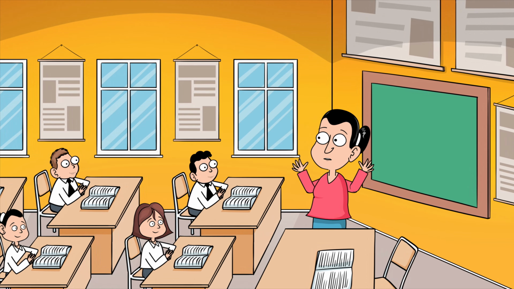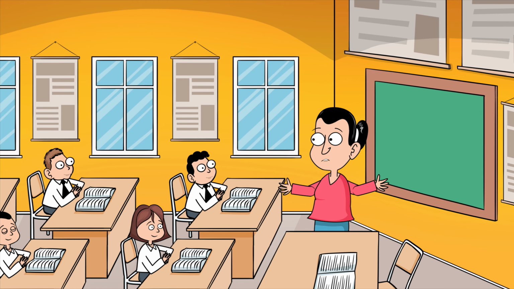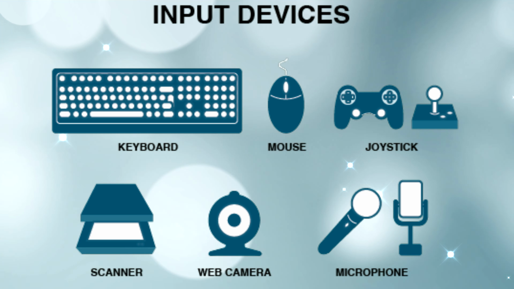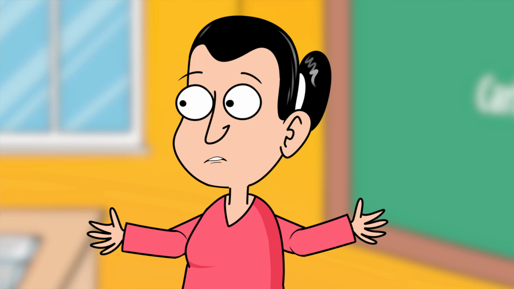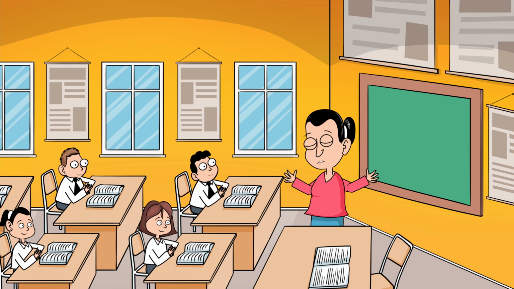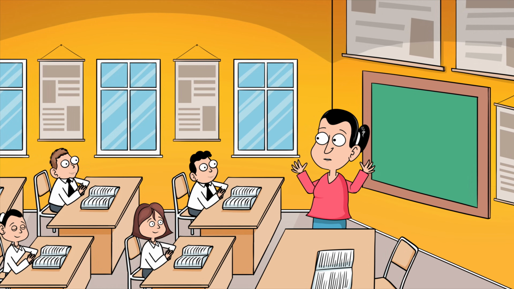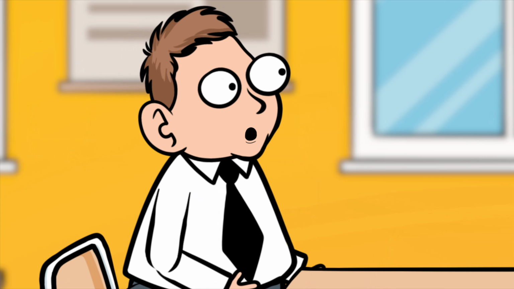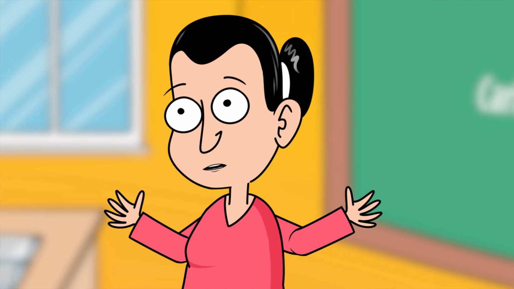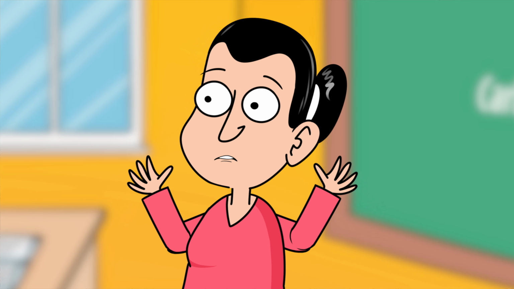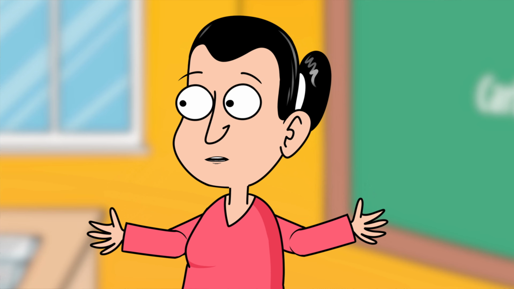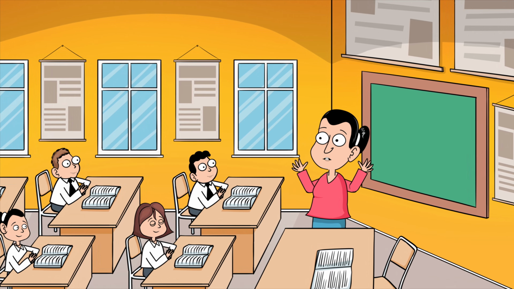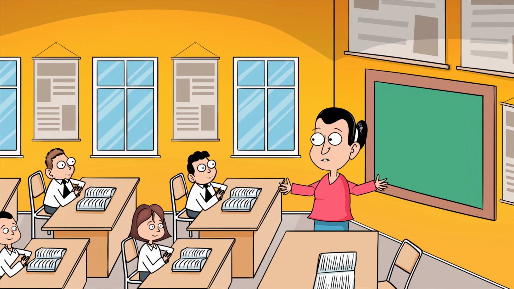Now, let's explore common input devices, such as keyboards, mice, touchscreens, microphones, and cameras. These devices enable users to input data or commands into the computer. Input devices allow us to interact with the computer in different ways. Exactly. Whether it's typing on a keyboard, clicking with a mouse, or speaking into a microphone, input devices provide various means of communication with the computer.